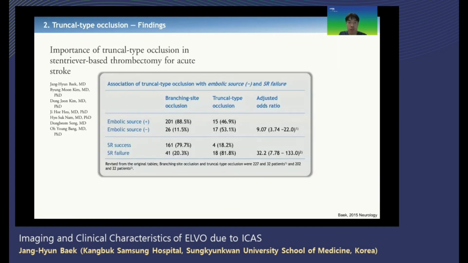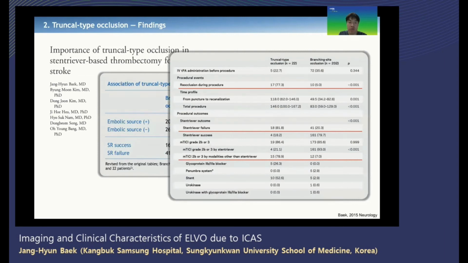In truncal type occlusion, embolic sources were significantly less frequent. Also, stent retrieval was less successful in truncal type occlusion. The odds ratio of the truncal type occlusion for the failure of stent retrieval treatment was more than 30. The procedural details in truncal-type occlusion were very similar to that of ICAS AAFITN, especially the frequency of the occlusions and the necessity of ICAS-specific modalities were remarkable. And the successful rate of stent retrieval in truncal-type occlusion was nearly 20%.